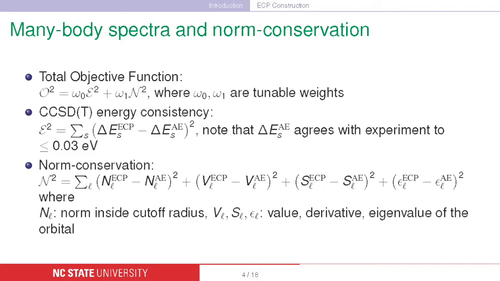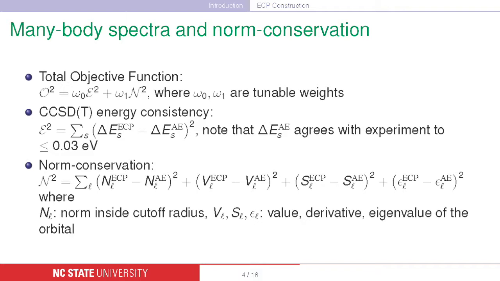And then, in addition, to add a little bit more transferability, which I'll talk about later, we also include norm conservation in our objective function when optimizing these pseudopotentials. This involves the norm inside of a particular cutoff radius, the value of an orbital at a given cutoff radius, derivatives, and eigenvalues. And so we just minimize this objective function with those parameters to generate our pseudopotentials.